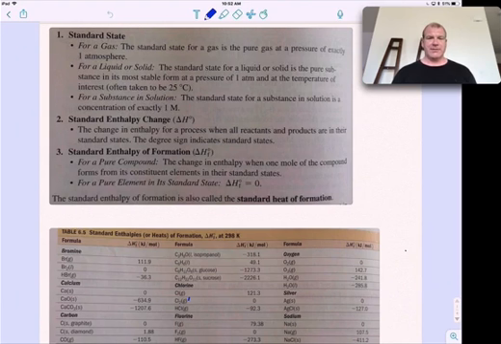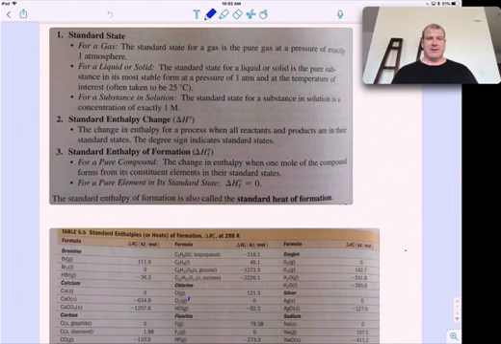A liquid or solid is a pure substance in its most stable form, at a pressure of 1 atmosphere, at the temperature of interest, usually 25 degrees Celsius. For instance, carbon can be graphite, diamond, nanotubes, or fullerene, C60 or C70. The most stable form is graphite, so the standard state for carbon is graphite. Oxygen can be ozone, oxygen radical, or O2. O2 is what we use for the standard state. For a solution, it's the solution at 1 molar.